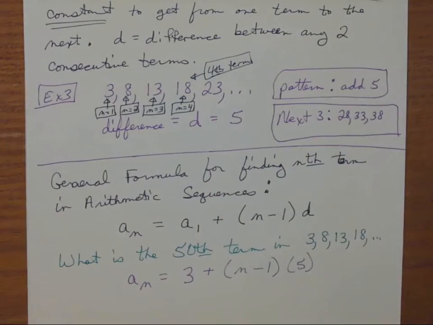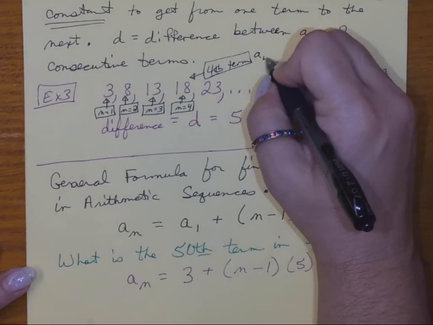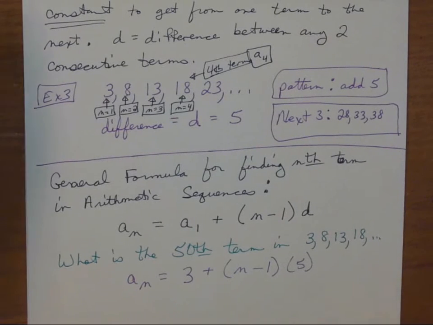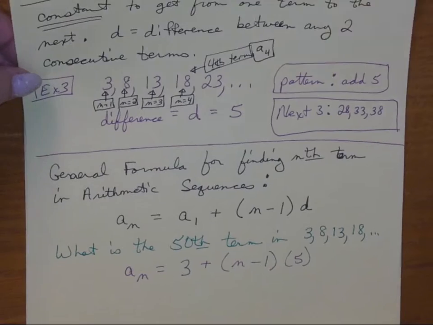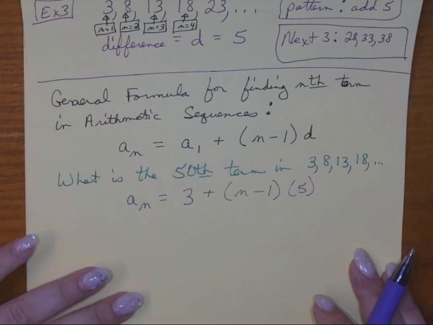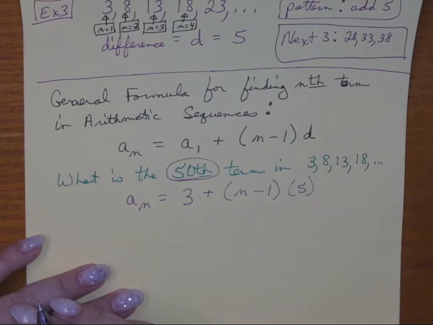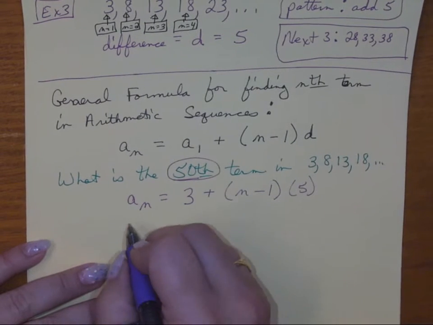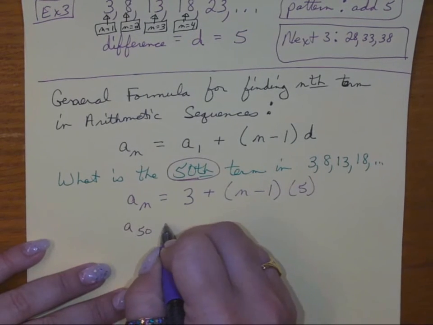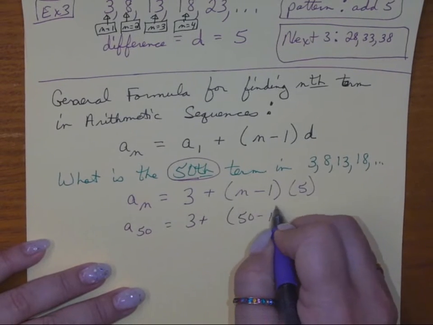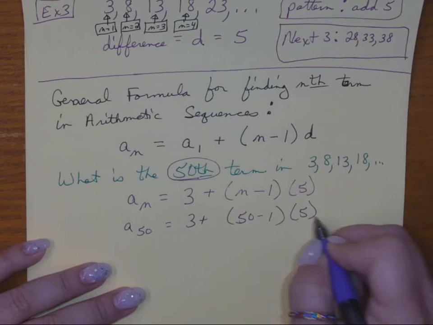Okay, and that would be a sub 4, right? So you need to be able to keep those two straight in your brain, and that is sometimes very difficult. Here's my generic formula, and then I want to plug in. We said find the 50th term, so everywhere that I see an n, I'm going to put in a 50. a sub 50 equals 3 plus 50 minus 1 times 5, right?